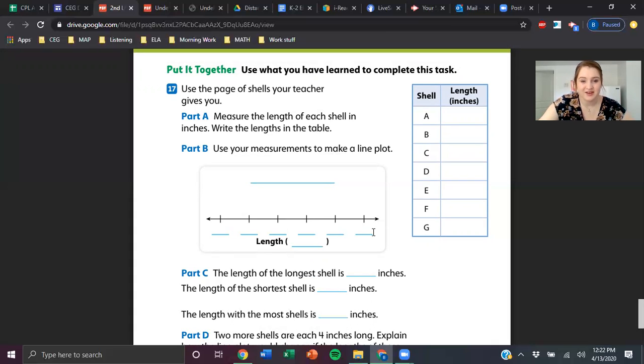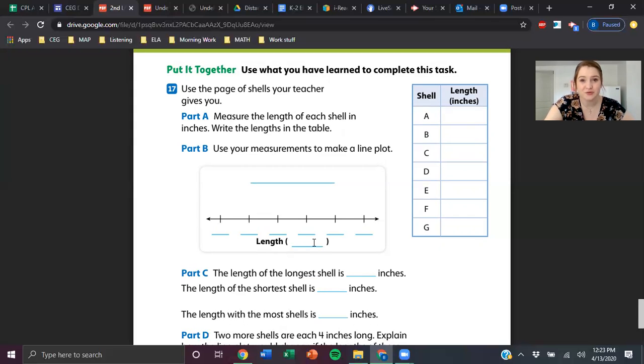Good. I see one more blank to fill in before we can graph our data onto the line plot. It says length, and then there's a blank here. Are we measuring length in centimeters? No. Meters? No. Yards? No. What are we measuring the length in? If you said inches, you got it. Write it down now.